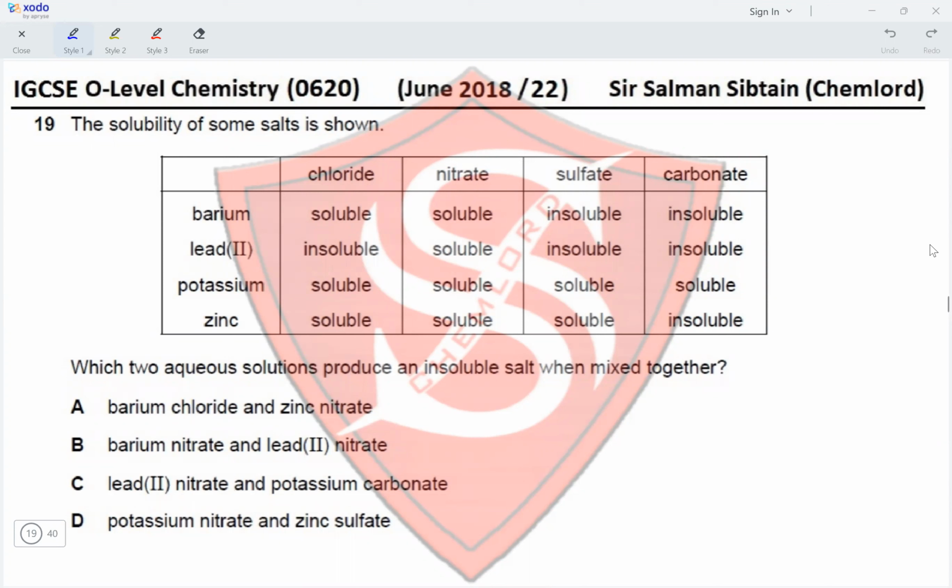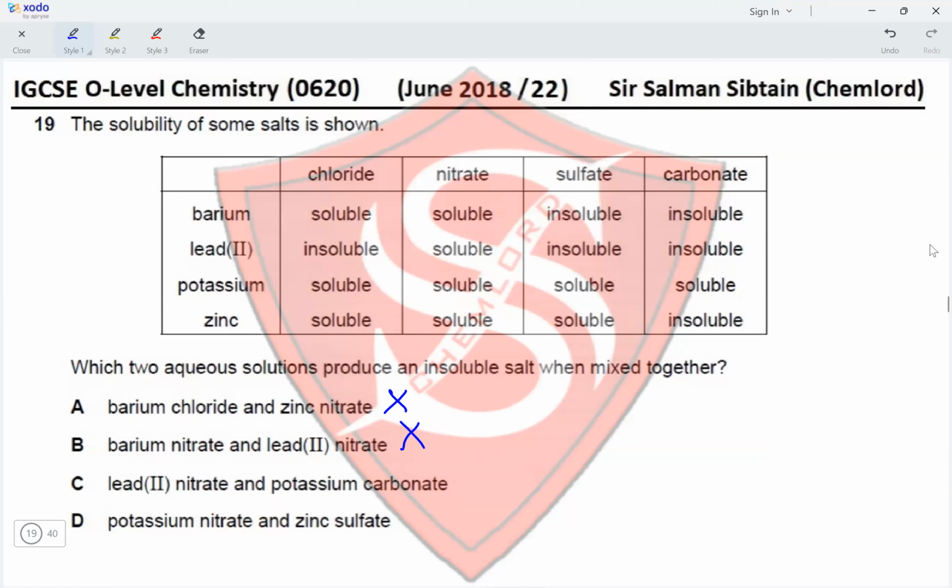Which two aqueous solutions produce an insoluble salt when mixed together? Those two solutions will have to be soluble on their own. Barium chloride and zinc nitrate would produce barium nitrate and zinc chloride, both of which are soluble. Barium nitrate and lead nitrate would not react because the anions are the same. So both of them would remain soluble.